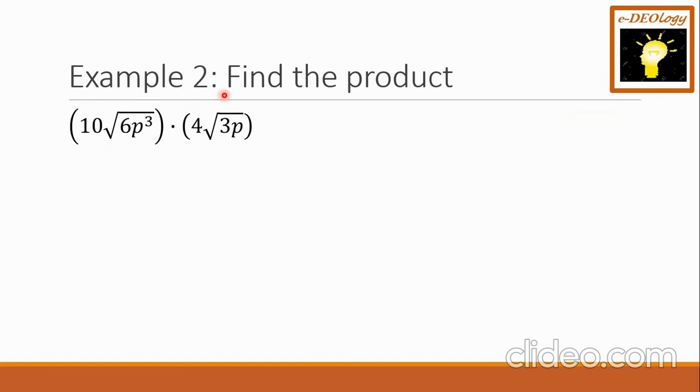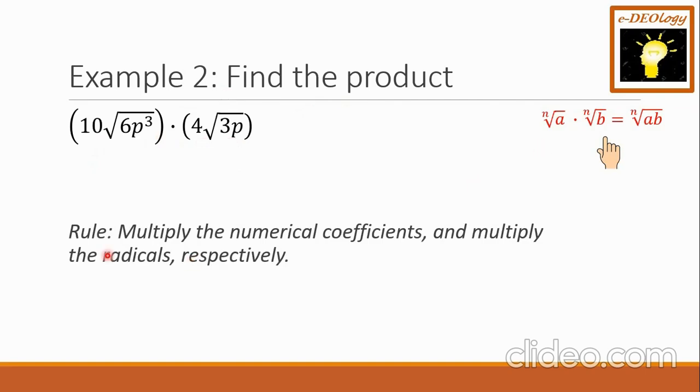Let's have example 2. Let us find the product of the first term, 10 square root of 6p cubed, times 4 square root of 3p. I put the formula here on this side, and there is a rule. We will multiply the numerical coefficients and multiply the radicals respectively.